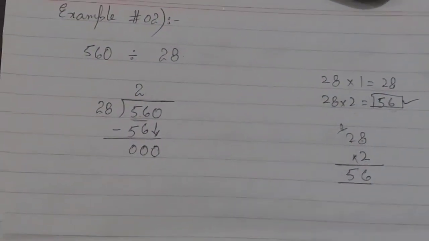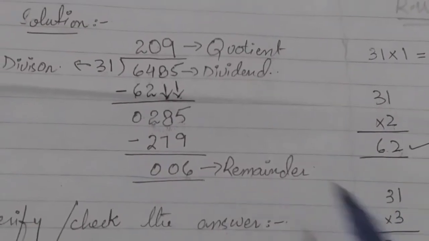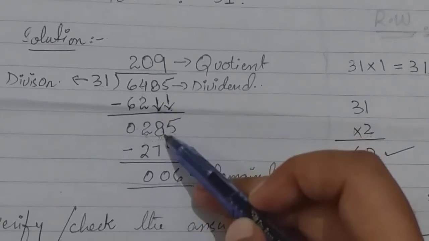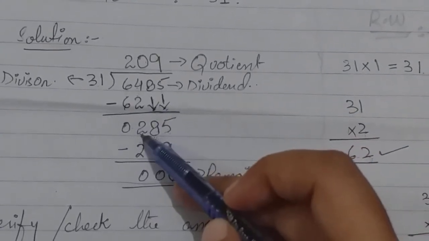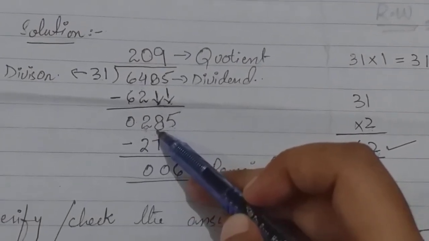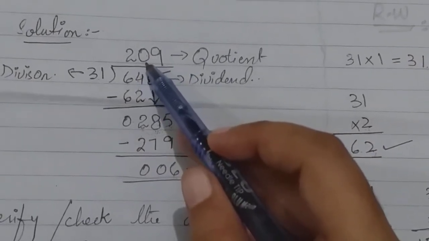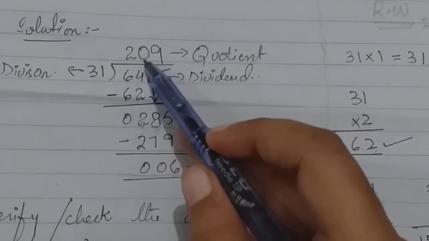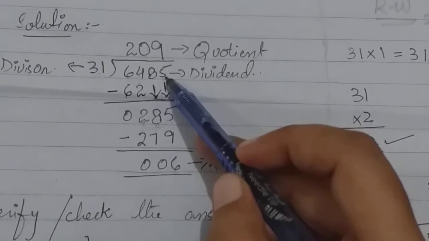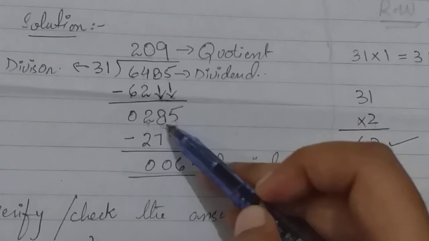Let me show you again the example number 1. As this is our example number 1, in this example when we bring down 8 with this digit 2, it will become 28, and 28 is still less than our divisor 31. So in this situation, we put 0 in the quotient, and after putting the 0 in the quotient, we bring down another digit 5 with the 28, so it will become 285.